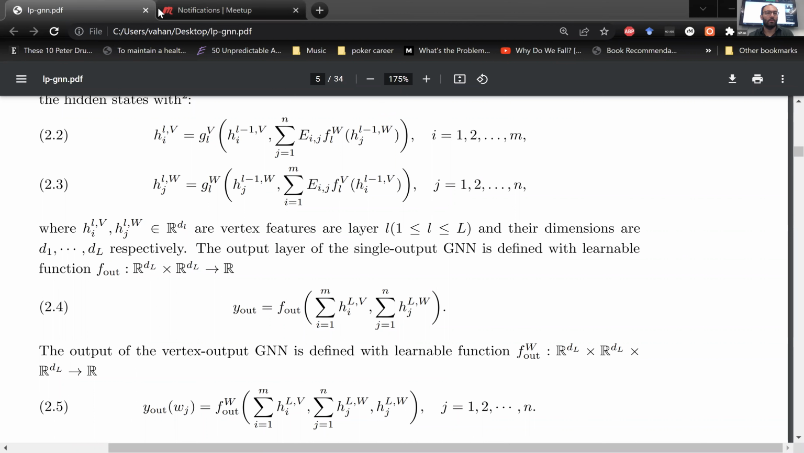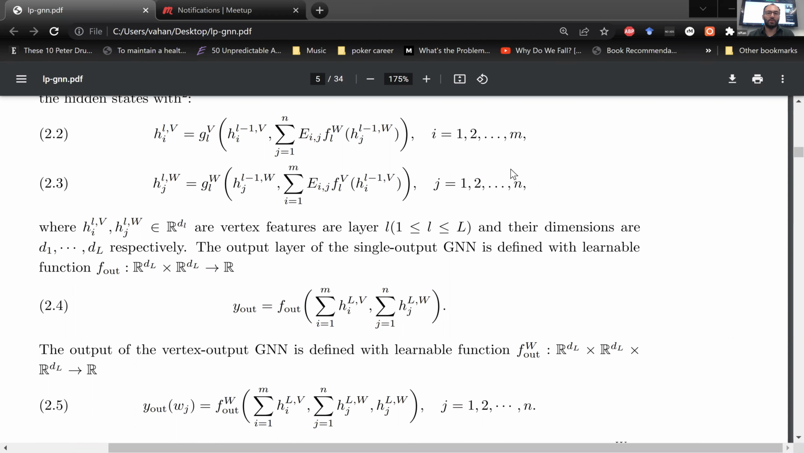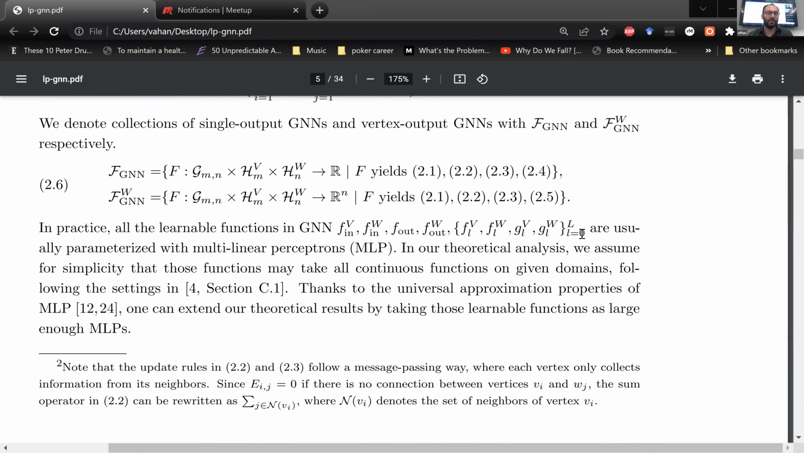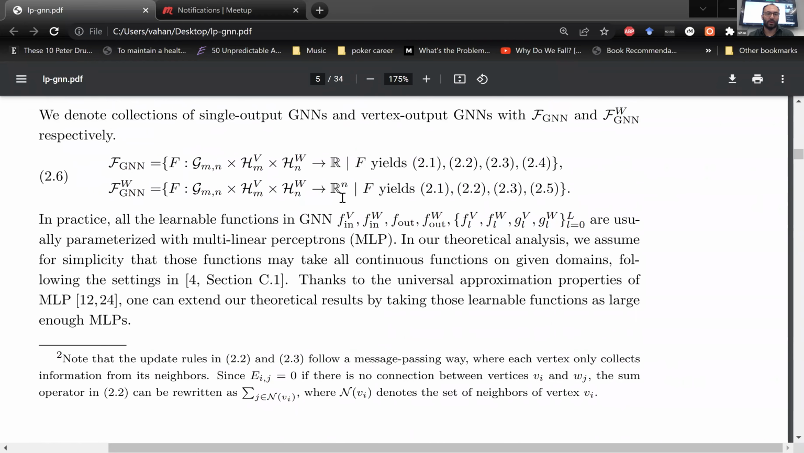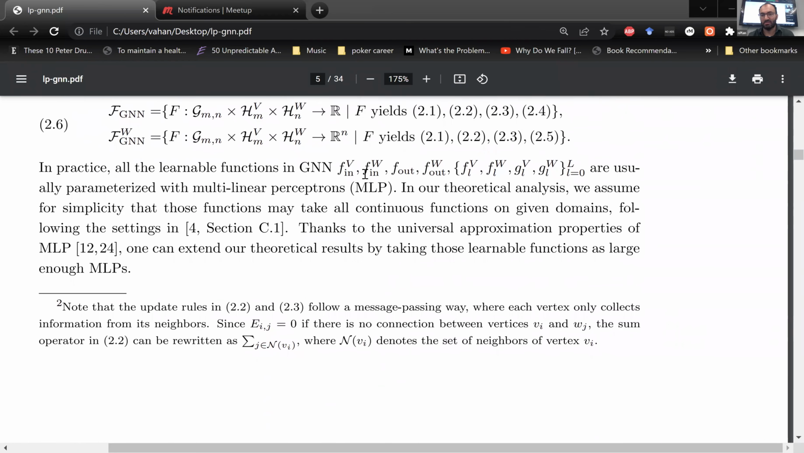They say, in practice, all the linear functions in GNNs are usually parameterized with multilayer perceptrons. And I was like, what about the message passing layer? But I think they're saying the elements between the message passing layers are usually multi-layer perceptrons. Yeah, those functions are all MLPs. And then the output from those functions gets aggregated. That's why it's a GNN. It's a bit different from what I've seen before, but I guess it's fine.